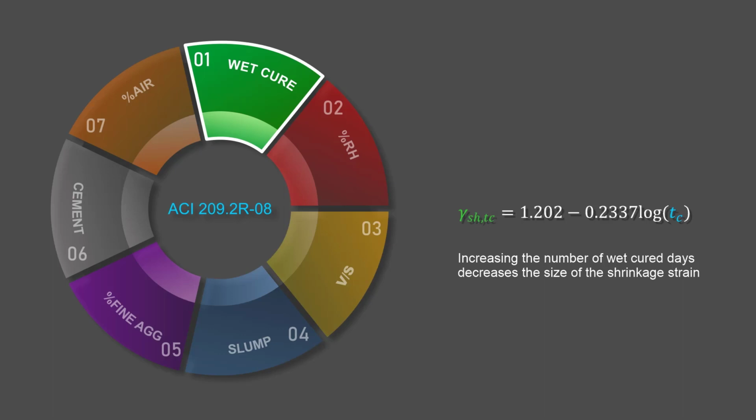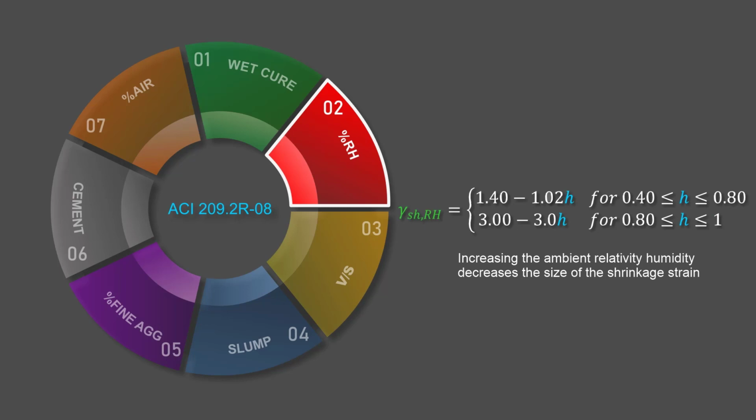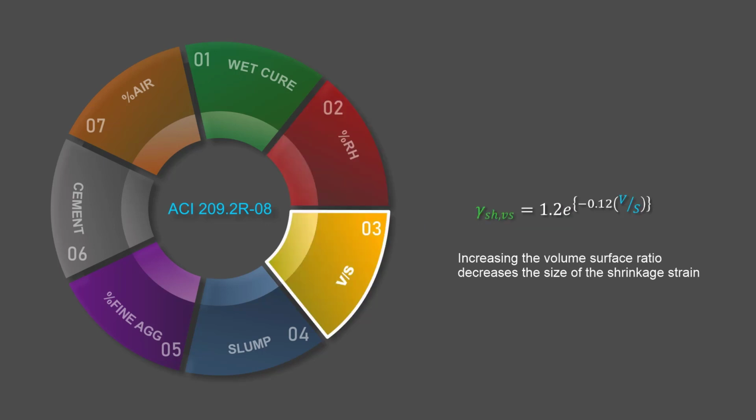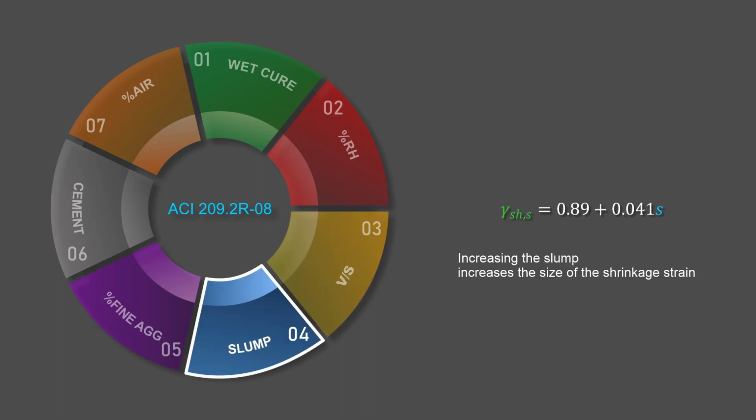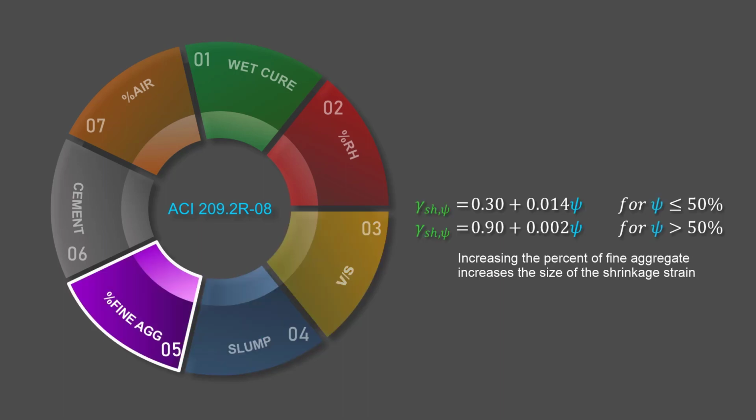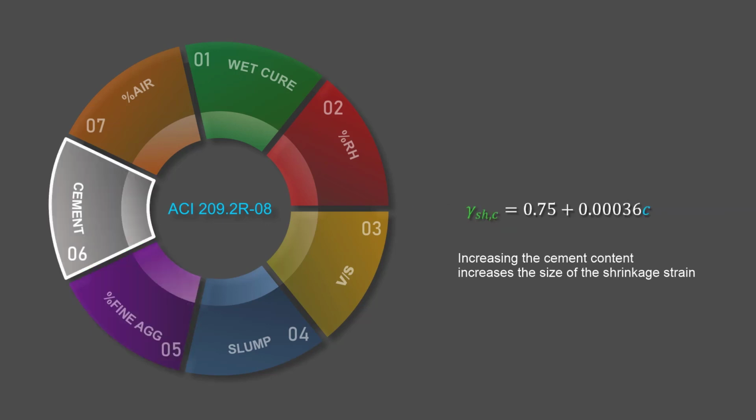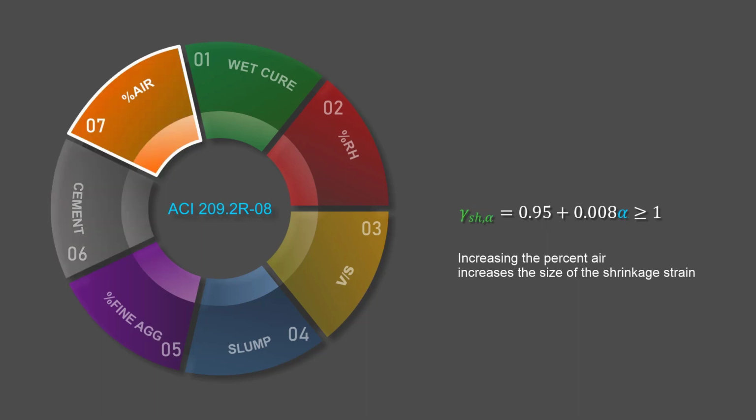Equation 1 factors in the number of wet cured days. Equation 2 factors in the ambient relative humidity the concrete is exposed to after curing. Equation 3 factors in the volume to surface ratio. Equation 4 factors in the slump. Equation 5 factors in the percent of fine aggregate in the mix. Equation 6 factors in the cement content. And equation 7 factors in the percent of air in the mix.